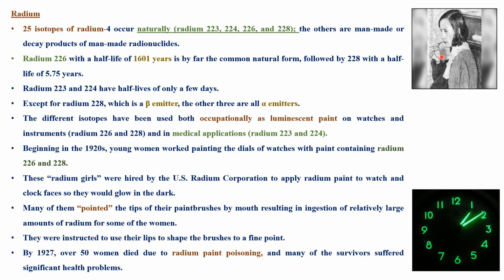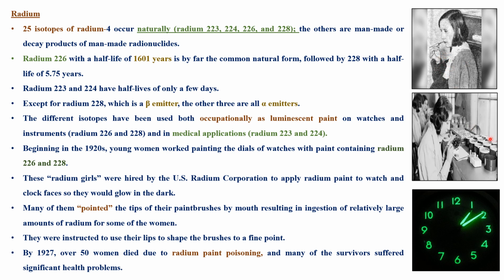So at that time they didn't know that this radium 226 had so many toxic properties. Here you can see very clearly these are the workstations. In these bottles you can see radium. These are the watches, so they are trying to number them with this radium paint.